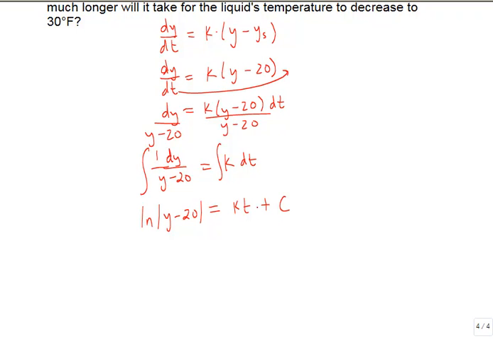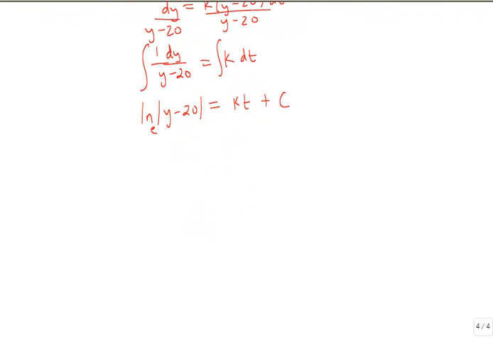Now I want to get rid of this ln and try to solve this for y. So remember, ln is base e. To rewrite this logarithmic equation in its exponential form, I'm just going to take base e and raise it to this right-hand side. And I'm going to be left with this absolute value of y minus 20 on the left-hand side.